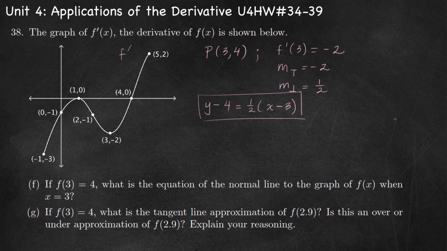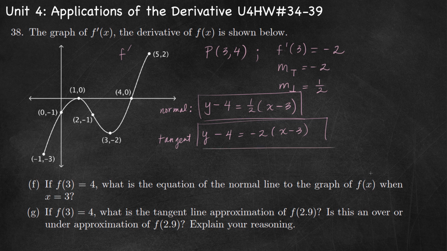Part G, if f of 3 equals 4, what is the tangent line approximation of f of 2.9? So now we need a tangent line equation. Well, that's easy to do since we've already done the work. This is the normal line; our tangent line has equation y minus 4 equals -2 times x minus 3.